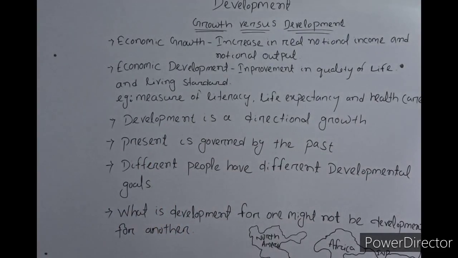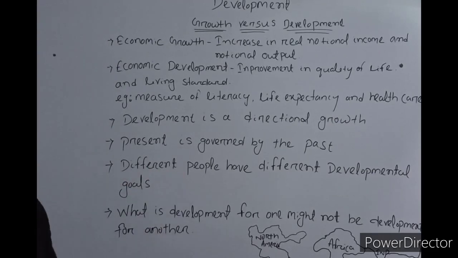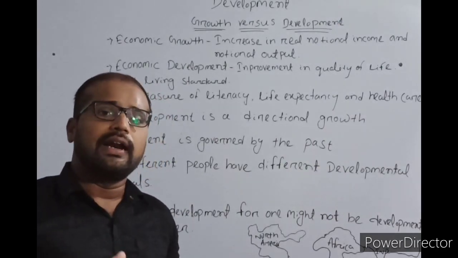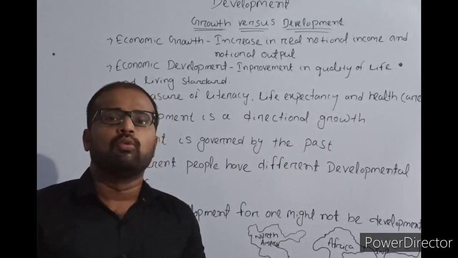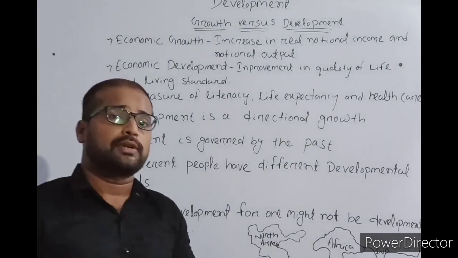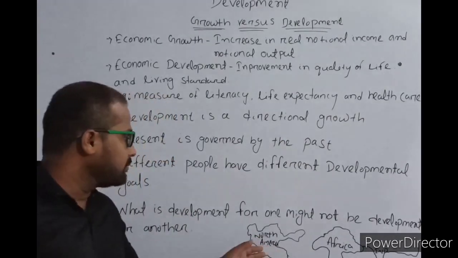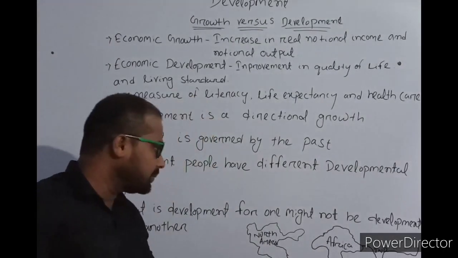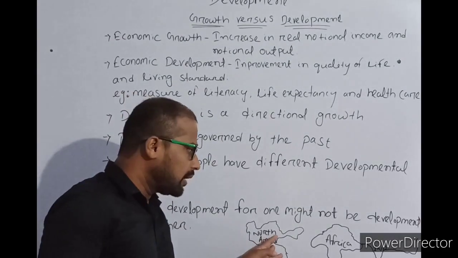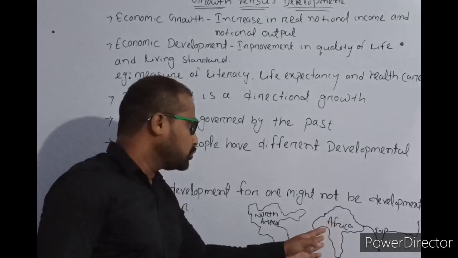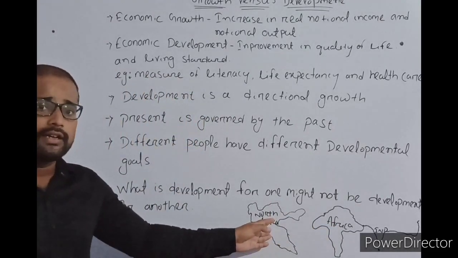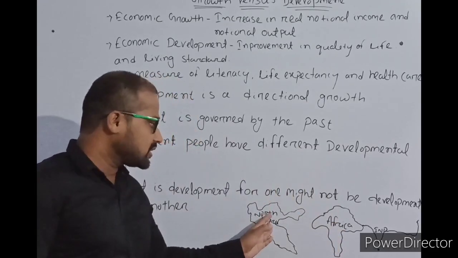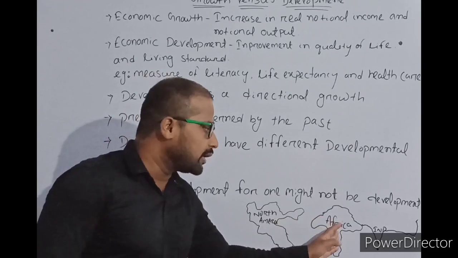Then it comes to the point that the present is governed by the past. It means if the past is more developed, then there are more chances that the region will be more prosperous and developed. As we compare on the world map, North America, Africa and India: North America is very much developed as compared to Africa. So there is a greater chance that this region will be more prosperous than Africa, because the past is glorified in North America as compared to Africa.